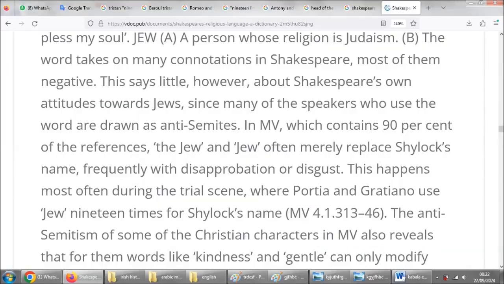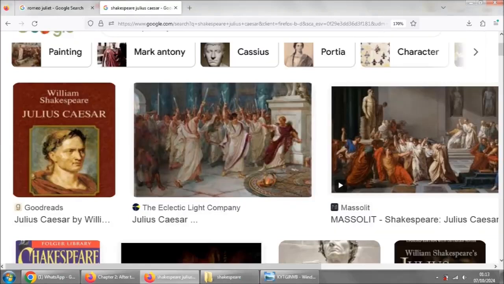Yes, that during the trial scene in The Merchant of Venice, Portia and Gratiano use the word Jew 19 times for Shylock's name, addressing him as a Jew. So during the trial, we've got these things, and these things are not accidental. Whoever did them did it on purpose. So this is The Merchant of Venice, and of course, let's have a look at Caesar. Hail Caesar, mighty Caesar.